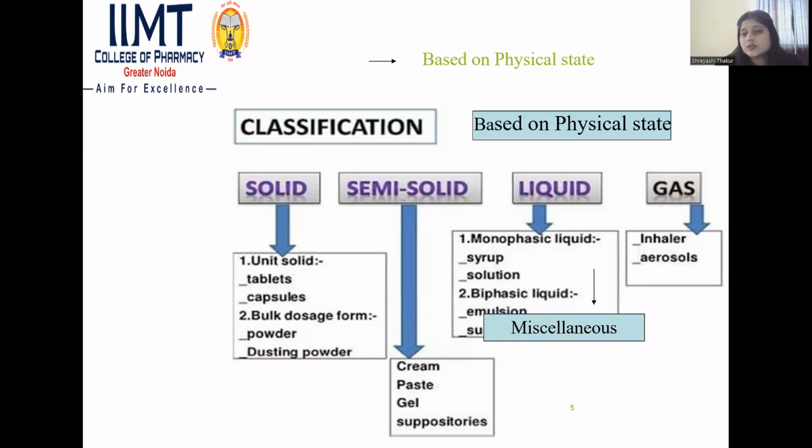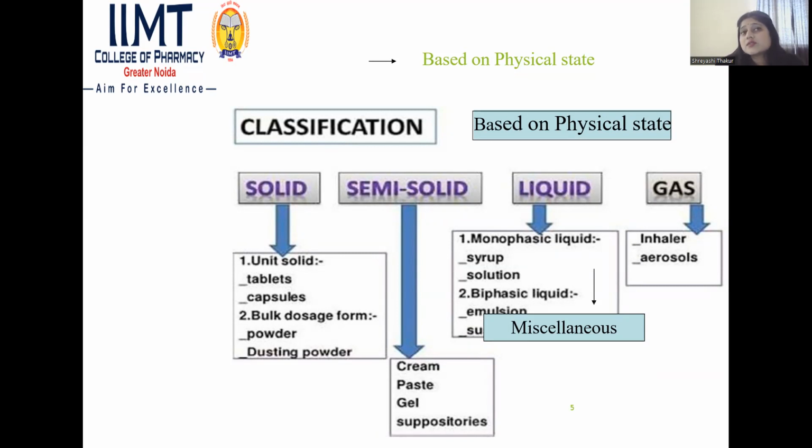Then come to the solid dosage form. Solid dosage form is also divided into two parts. First, unisolid dosage form. Second, bulk dosage form. The examples of unisolid dosage form are tablet and capsule, and the examples of bulk dosage form are powder and dusting powder. Then come to the semi-solid dosage form. Creams, pastes, gels, and ointments are the best examples of semi-solid dosage form.